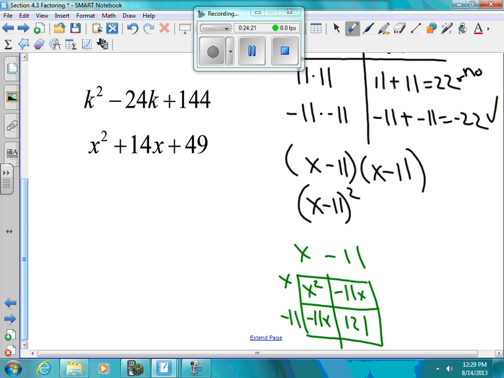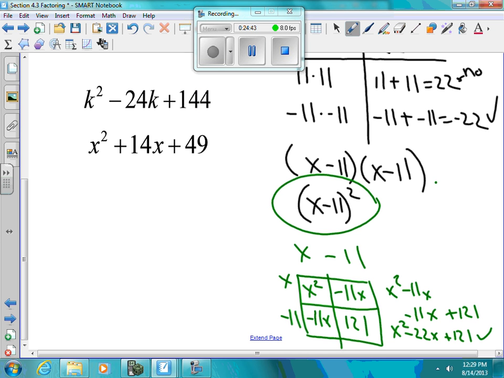So when I list out my terms and line them up so I have like terms on top of each other, I end up with x squared minus 22x plus 121, which is what we started with, I believe. Let's go up and check. It is what we started with. It checks. This is the preferred answer. I wouldn't beat you up too much if you wrote it as x minus 11 times x minus 11, but if you want the ultra reduced, simplest form answer, you write it as x minus 11 to the second power, or x minus 11 squared.